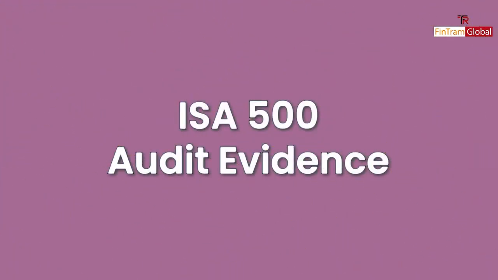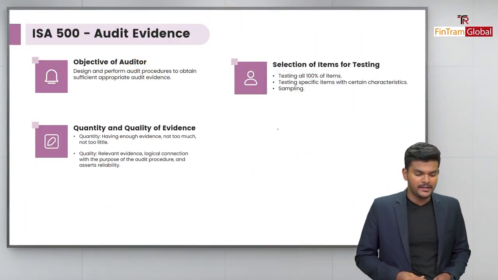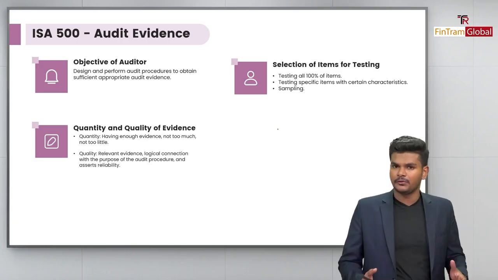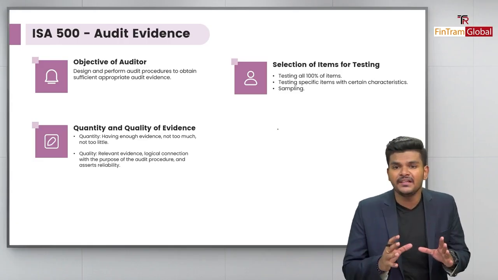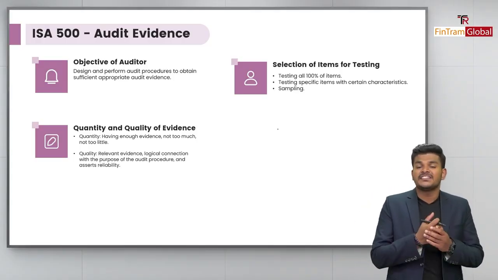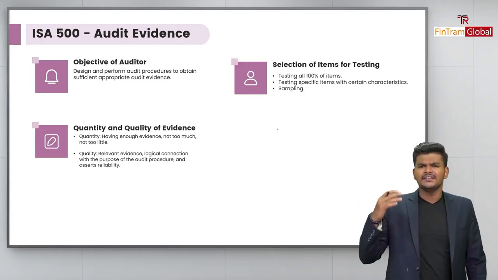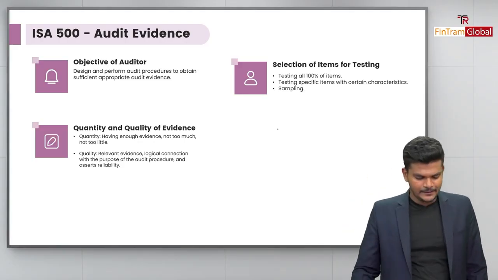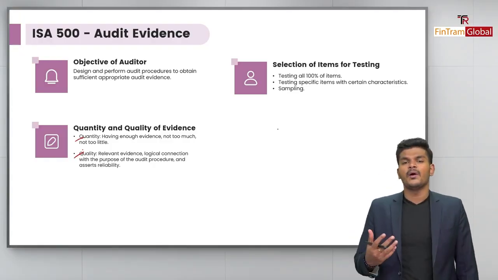Now, moving on to the next part, ISA 500, audit evidence, right? When it comes to the objective of the audit, as we all know, it is to provide an opinion. But our opinion is always backed by conclusions that we reach thanks to sufficient and appropriate evidence that we have gathered, right? So what does sufficient and appropriate mean exactly? Sufficient means of the right quantity, and appropriateness means of the right quality as well.